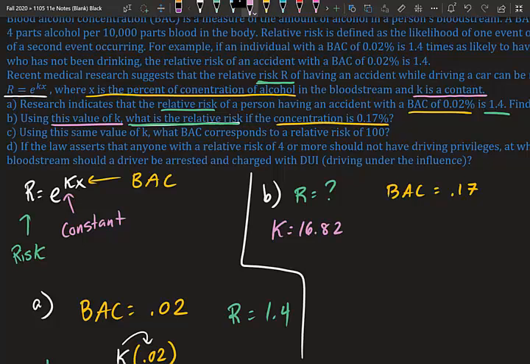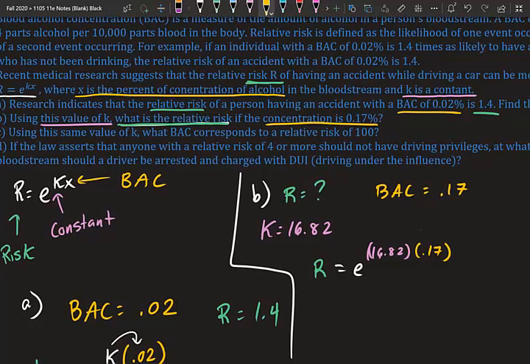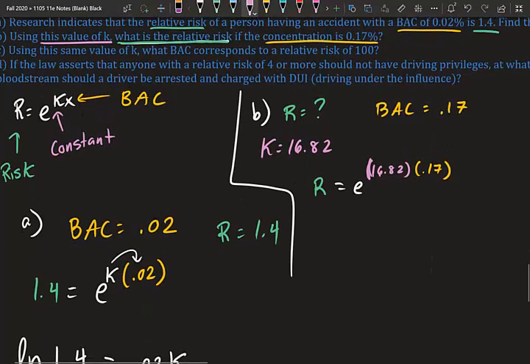So we're going to plug it into r equals e to the power of kx. So r, we don't know it, we're trying to find it, equals e to the power of k, which is 16.82, times x, which is your BAC of 0.17. With your calculator, just plug this in exactly how it looks. Remember, e is second divide. So if you want to get e on your calculator, press second divide.